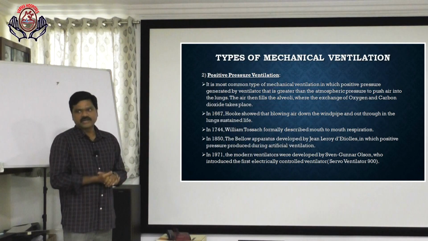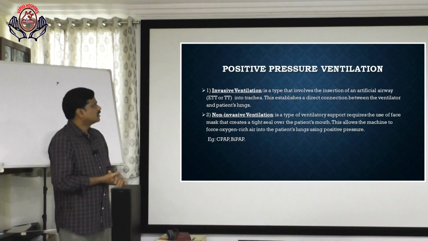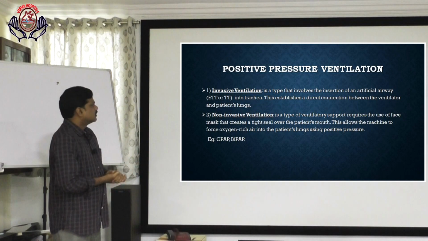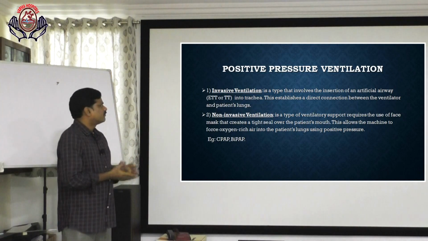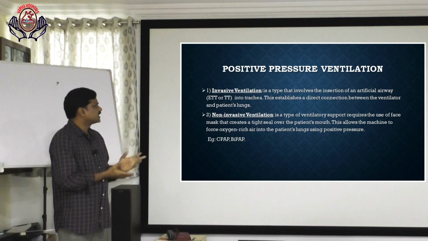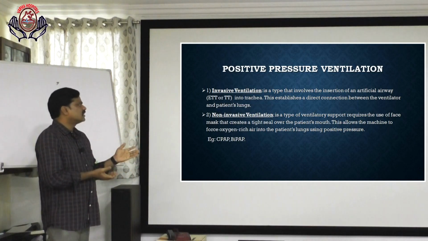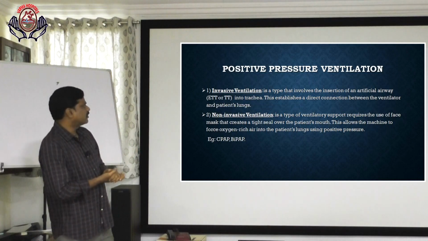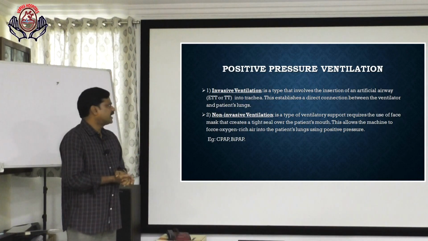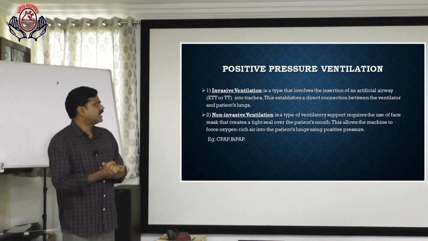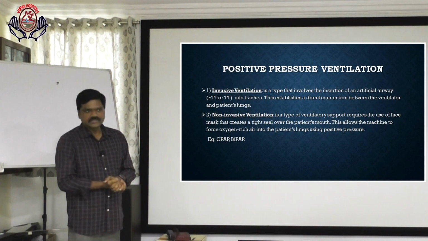Positive pressure ventilation is of two types. The first one is invasive ventilation and the second one is non-invasive ventilation. Invasive ventilation involves the insertion of an artificial airway, an endotracheal tube or tracheostomy tube, into the trachea. This establishes a direct connection between the ventilator and the patient's lungs.